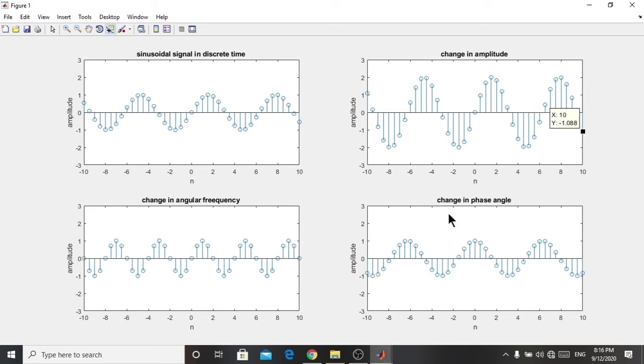This is how the signal will look like when it undergoes a change in phase angle. When phase angle changes, the signal undergoes a phase shift. Here also you can see a phase shift, but in case of change in amplitude, the phase of the signal doesn't change. But in other two cases, it will make a phase shift in the signal. This is how amplitude, angular frequency, and phase angle affect the sinusoidal signal.